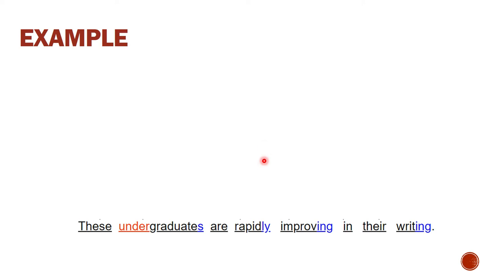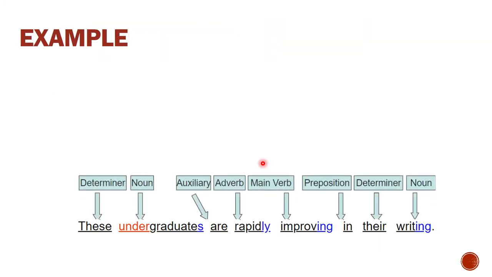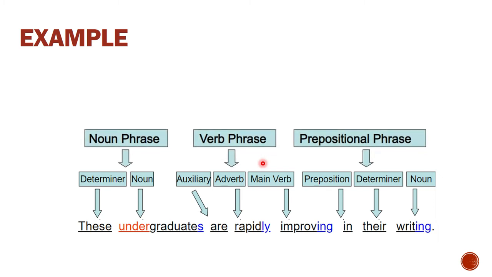Sorry, we need to go up. All right. Now, from morphemes, we went to the analysis of a single word. Now we get to the group of words. Now they become phrases. For example, these undergraduates. Together, this will be a noun phrase. Are rapidly improving. These three are a verb phrase. Whereas in their writing, together this will become a prepositional phrase.